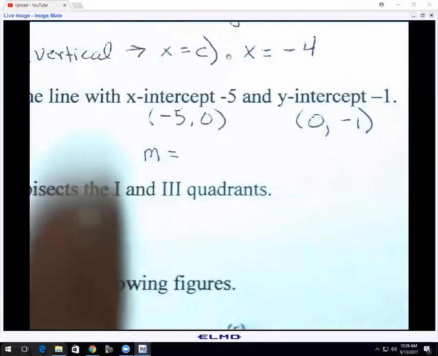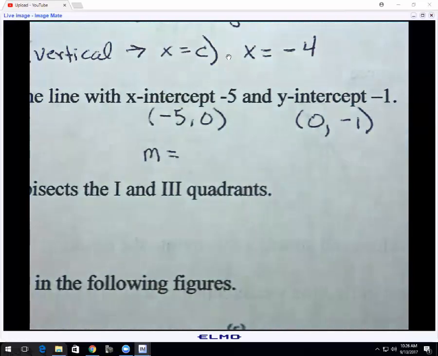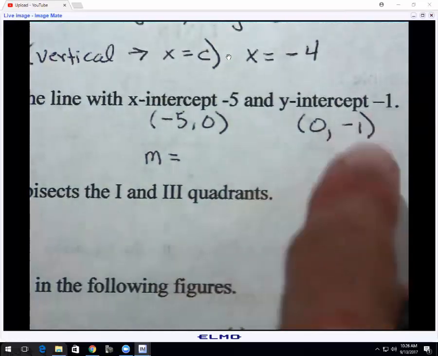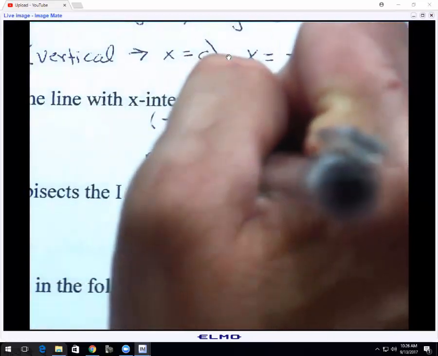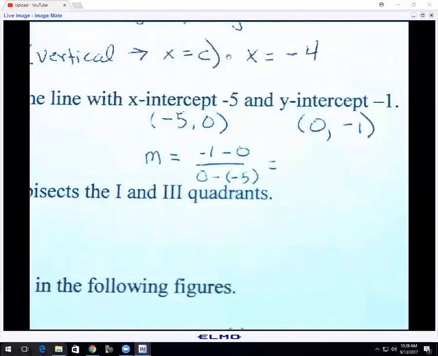The slope is the difference in the y's over the difference in the x's. The difference in the y's would be -1 minus 0. The difference in the x's would be 0 minus -5. So the slope of that line is -1/5.